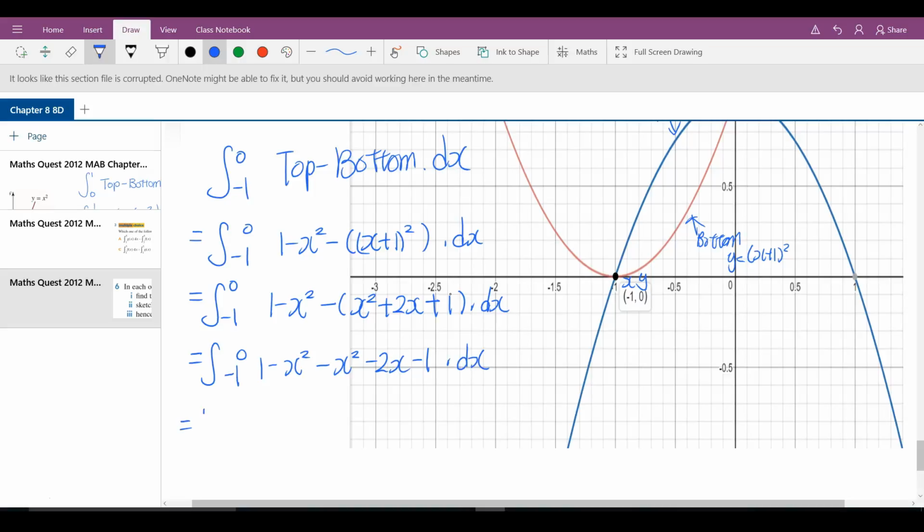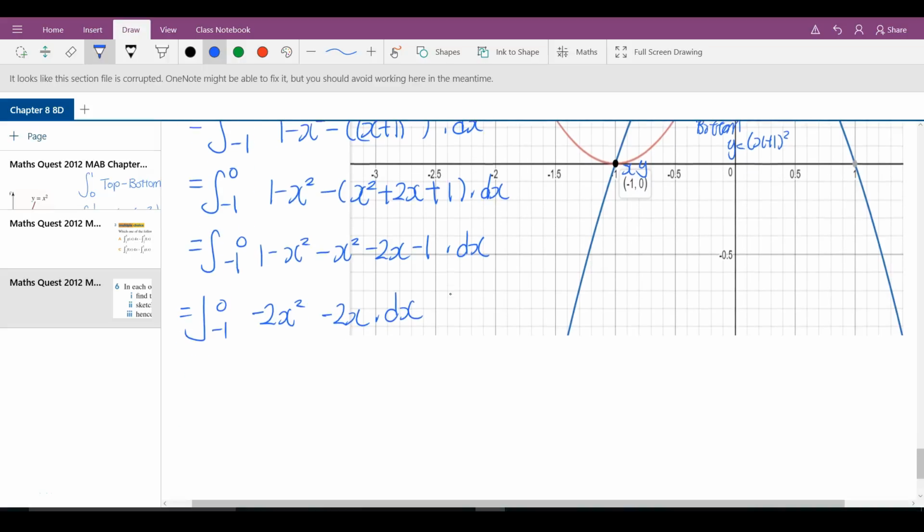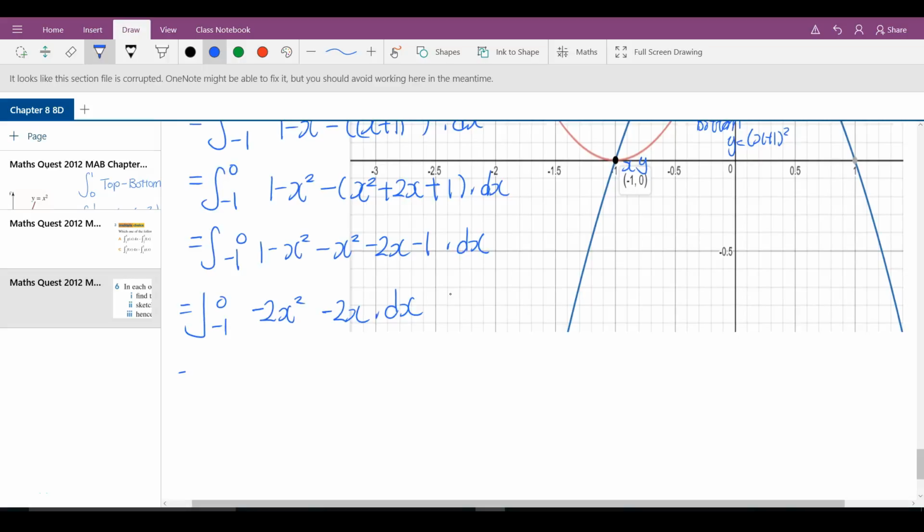Right? And let's tidy things up. So 1 minus 1 is gone. Negative x squared minus negative x squared, there's 2 negative x squared minus 2x. That's it. All right, let's put in the values.